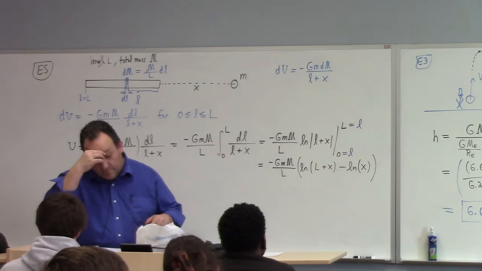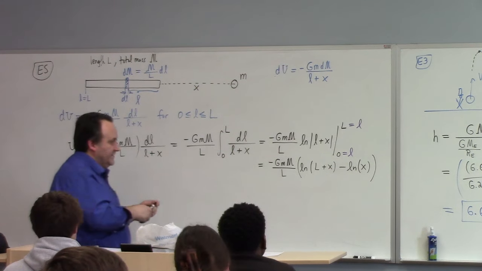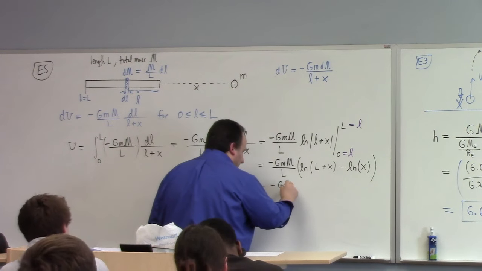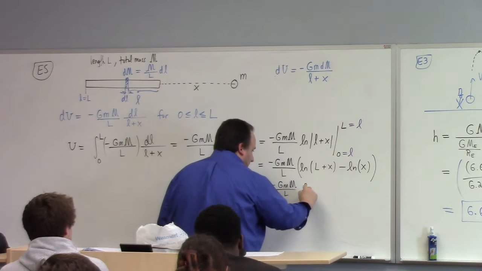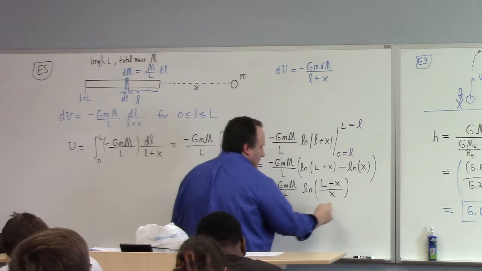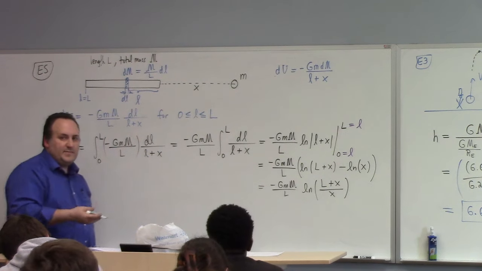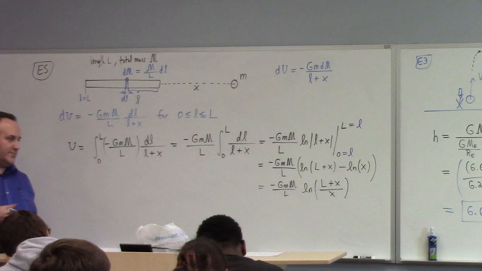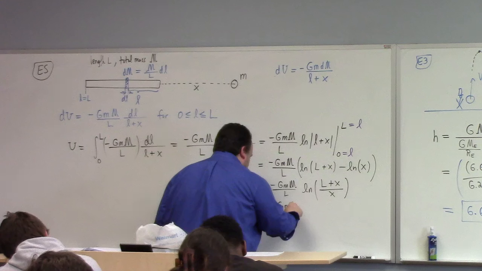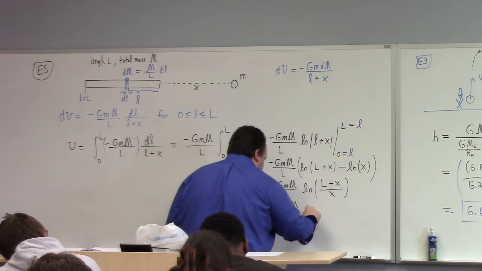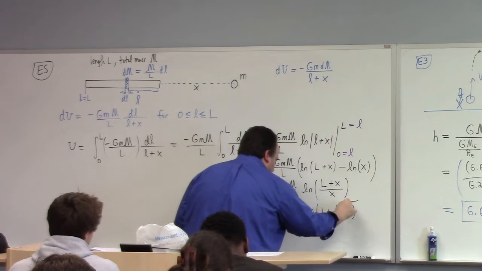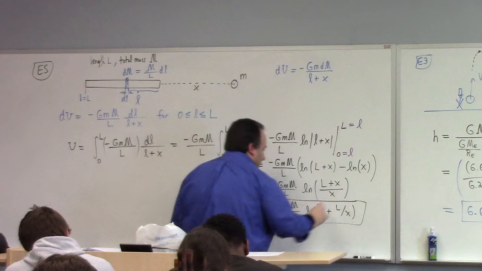All right, so then we can use properties of the log. What's the log of a difference? We have the natural log of (L plus X) over X. X is positive, L is positive, so there's no danger of the absolute value being troublesome. And then do algebra here. So we've got minus GMm over L times the natural log of 1 plus L over X. There you go. There's a nice snazzy formula for the potential energy.